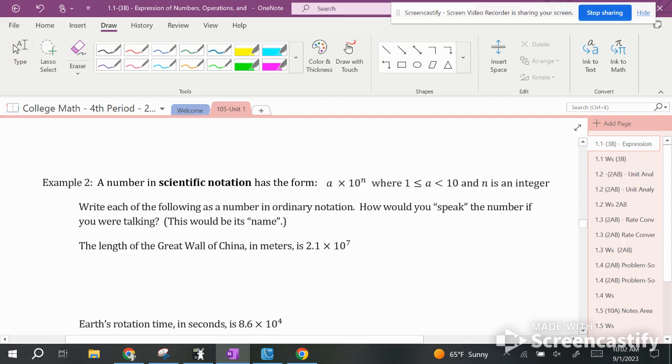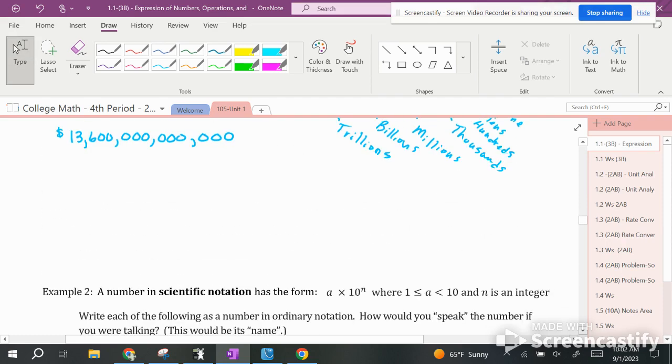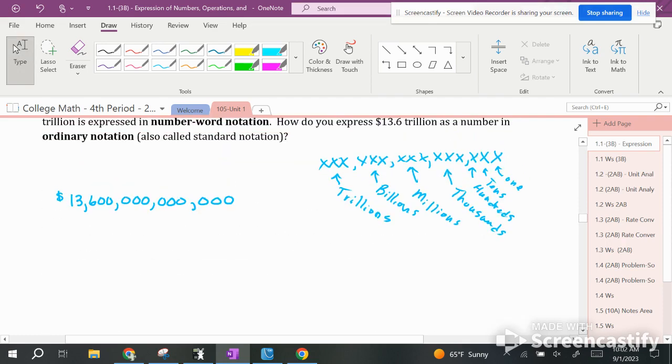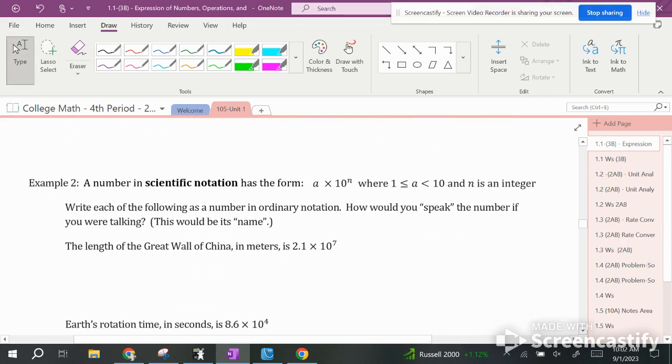Okay, so this, by the way, is just number notation. We just wrote that in number notation. Okay, so you guys have heard of scientific notation. Scientific notation can be used to write really big numbers or really small numbers.